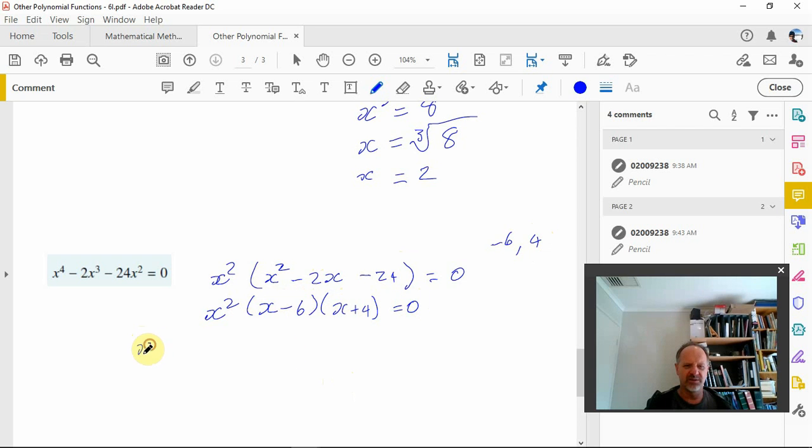So null factor law says either x squared is 0, in which case x has got to be 0, or x minus 6 equals 0, in which case x would have to be 6, or x plus 4 equals 0, in which case x would have to be minus 4. And so they would be the solutions. Any one of those 3 values for x would make that sum equal to 0.